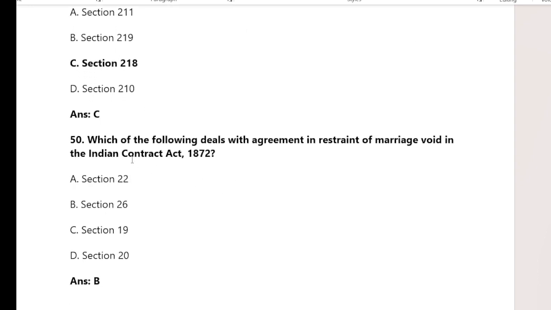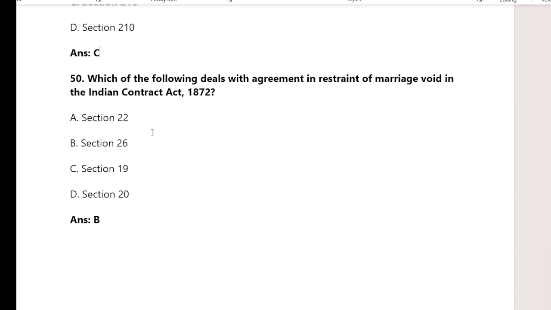And the next question is, which of the following deals with an agreement in restraint of marriage being void in the Indian Contract Act 1872? Section 22, Section 26, Section 20, Section 19. The right answer is option B, Section 26.